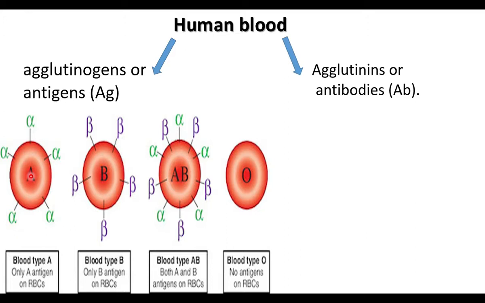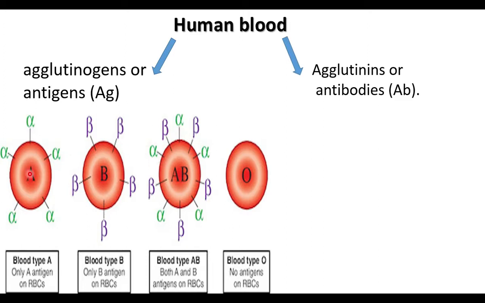In this diagram, we see 4 red blood cells. In the first red blood cell, the letter A is printed. In A blood group individuals, the red blood cell has A antigen on the surface. Here it is mentioned as alpha. The B blood group individuals have B antigen on the surface. Here it is mentioned as beta. AB blood group individuals have A and B antigens on the surface of RBC.